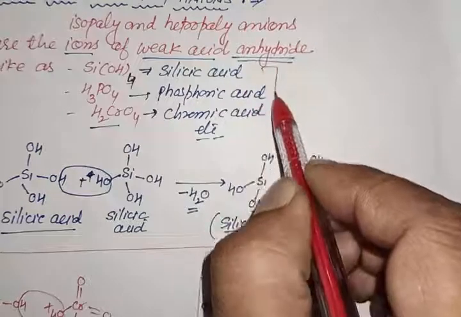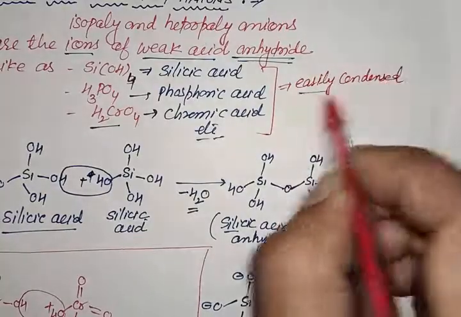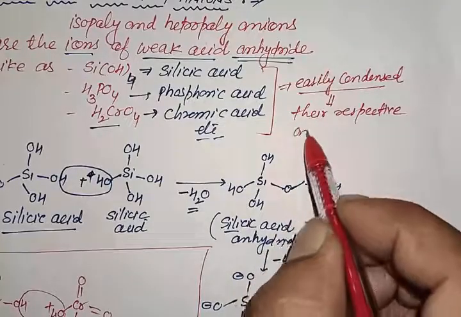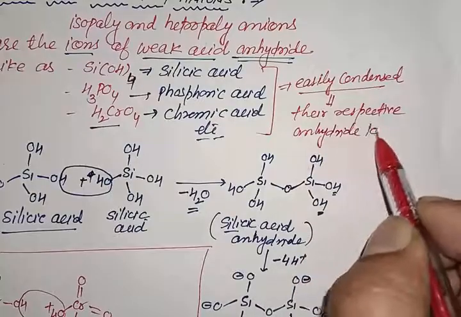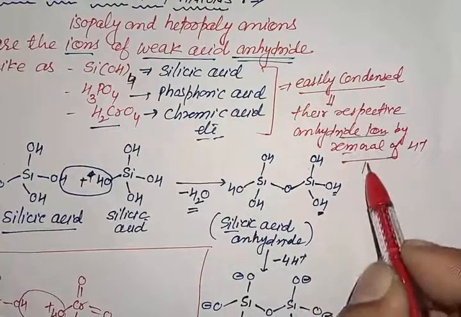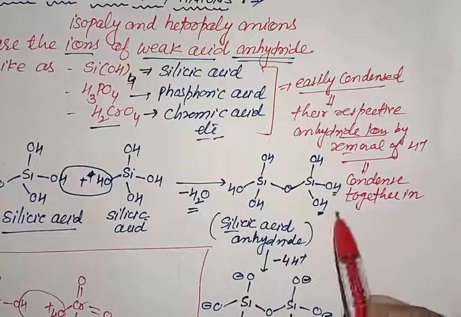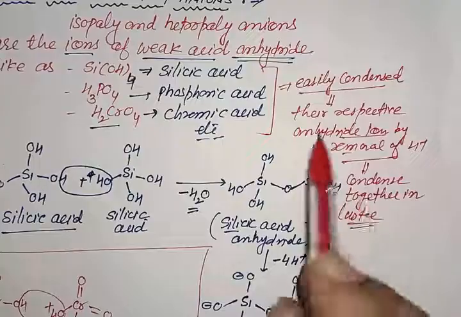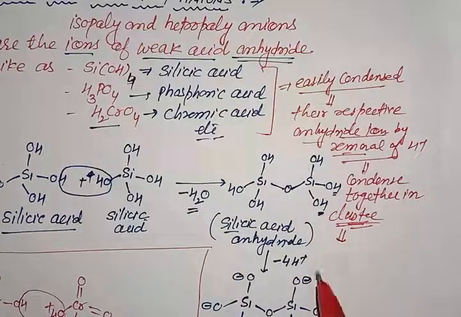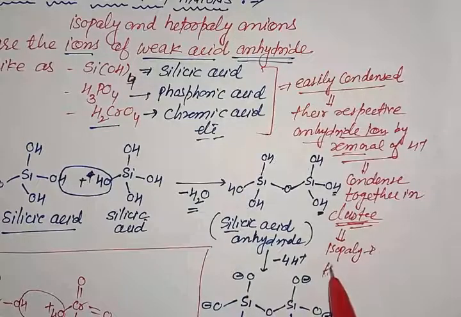The solutions of these weak acids easily condense to form their respective anhydride ions by removal of H positive ions. These anhydride ions condense together in a cluster. Many units of the anhydride ions condense together to form a cluster. This cluster is called isopoly or heteropoly anions.